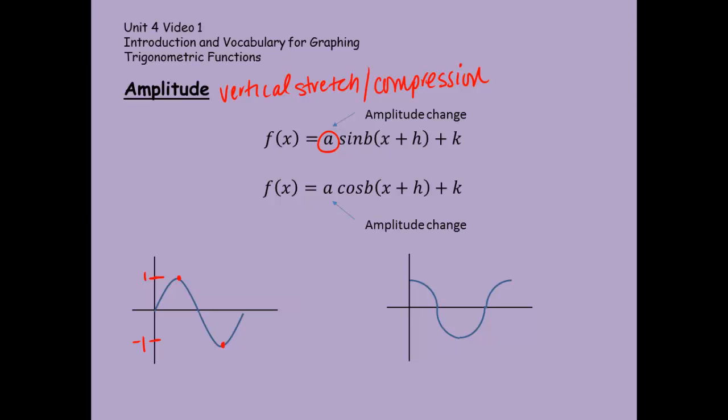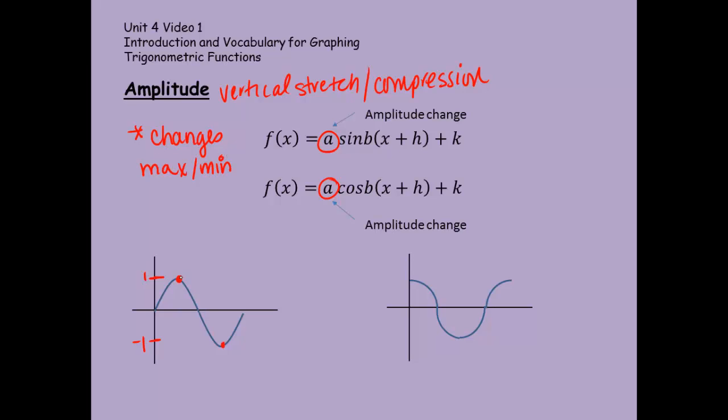If I were to change your A value to something like 1/2 or 1/3, which is less than 1, then I'm actually going to compress this function and it's actually going to get a bit shorter. So what we need to remember about our amplitude, other than it being a vertical stretch or compression, is that it also changes your maximum and minimum values.